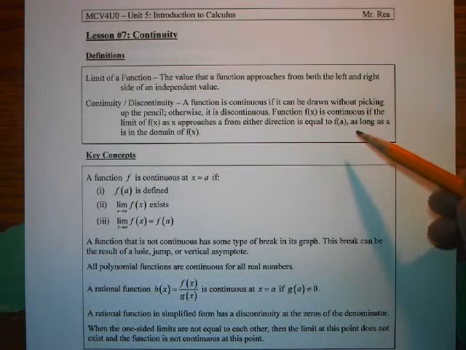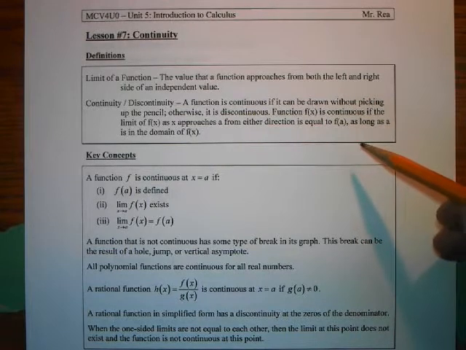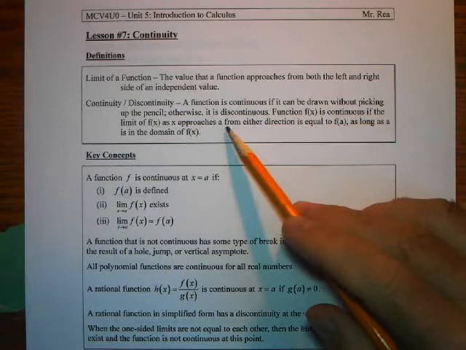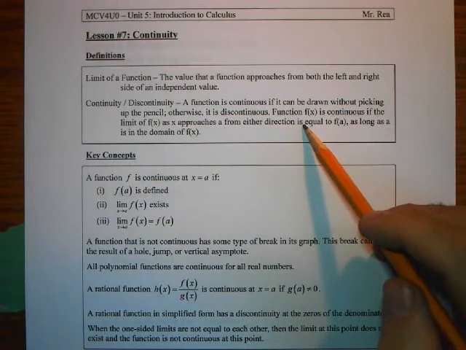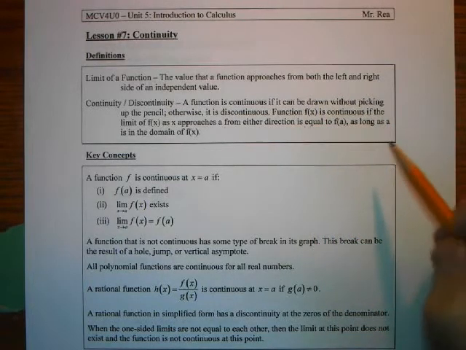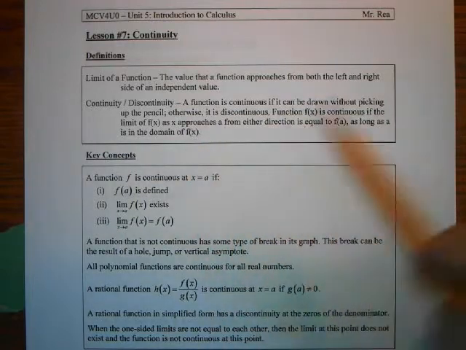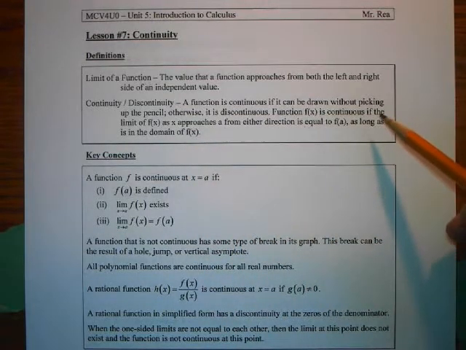So function f of x is continuous if the limit of f of x as x approaches a from either direction is equal. So that's basically saying there is a limit as x approaches a. That limit exists, but there's another condition that has to be true as well, and that has to do with the actual value of the function at that point a.